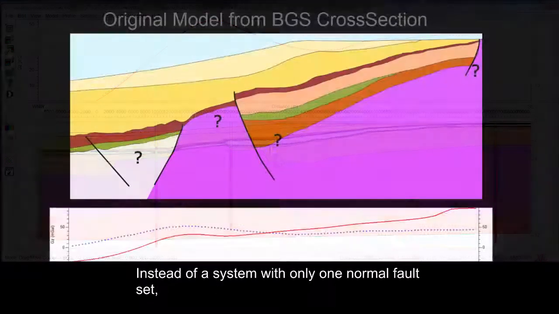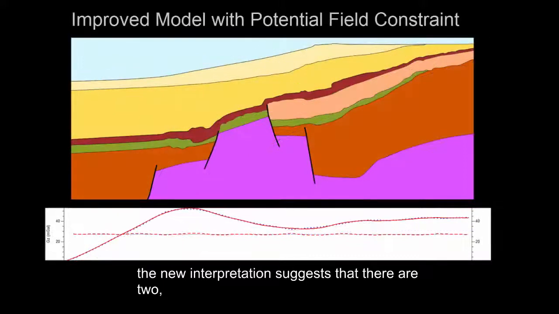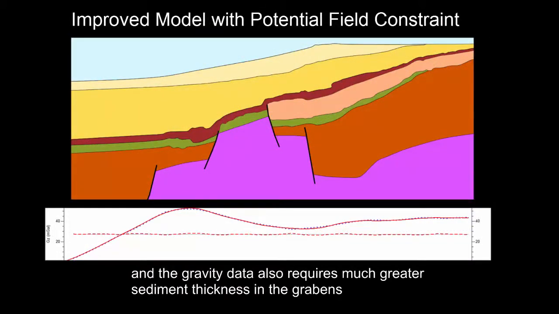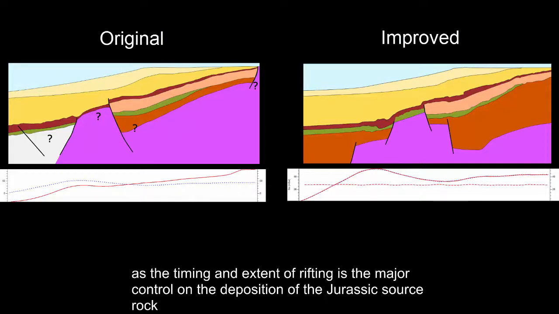Instead of a system with only one normal fault set, the new interpretation suggests that there are two, and the gravity data also requires much greater sediment thickness in the grabens. Improving the Mesozoic rifting history is vital for the exploration in the area, as the timing and extent of rifting is the major control on the deposition of the Jurassic source rock.